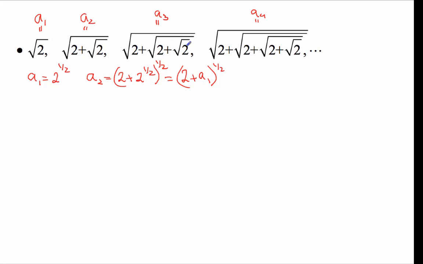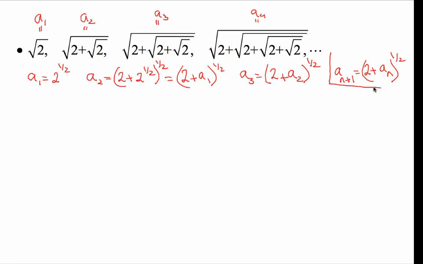Now let's come to the third one. In this case, A3 is 2 plus what to the power half? Obviously, it's this thing, square root 2 plus square root 2 inside, and that's A2. And so you see there's a pattern that's come out, that A2 is (2 + A1) to the half, A3 is (2 + A2) to the half, and so that suggests that A(n+1) will be (2 + AN) to the power half. In other words, the next A is related to the previous A through this formula.